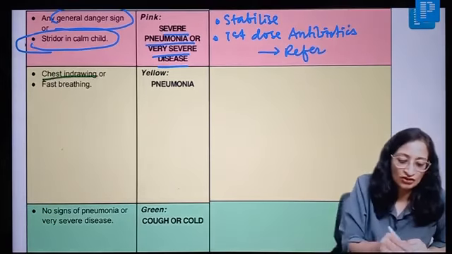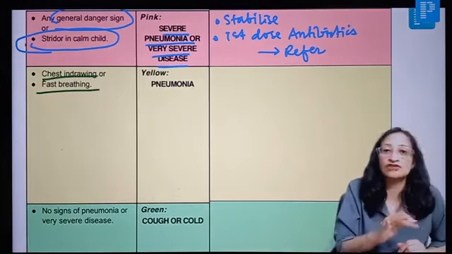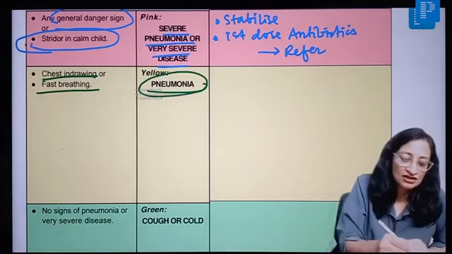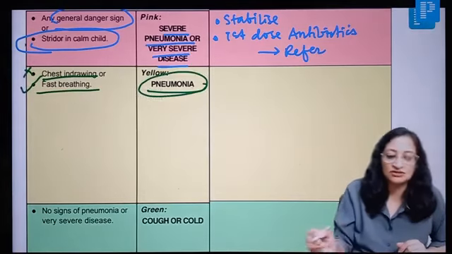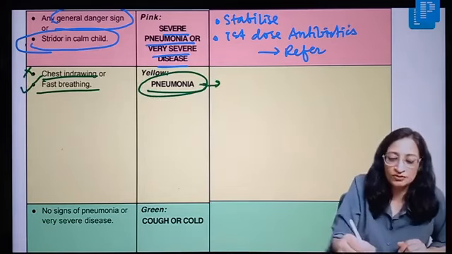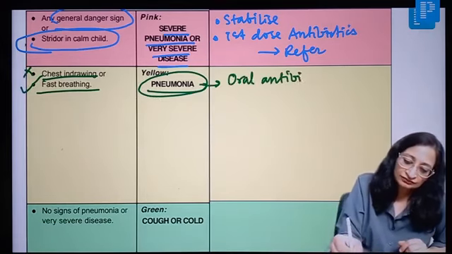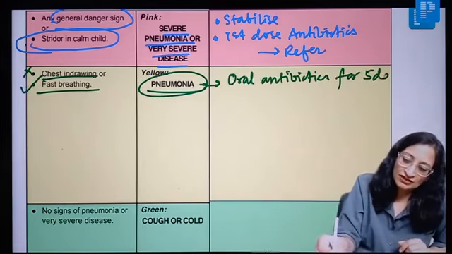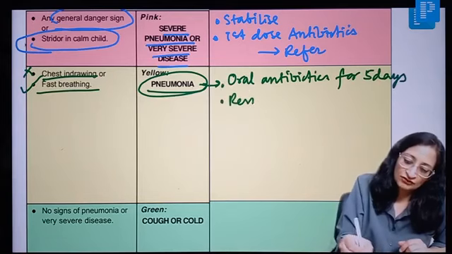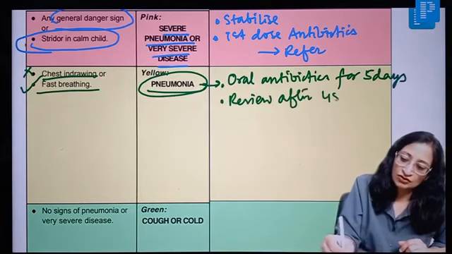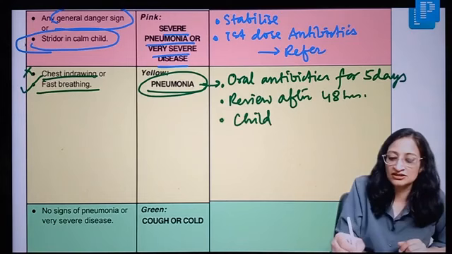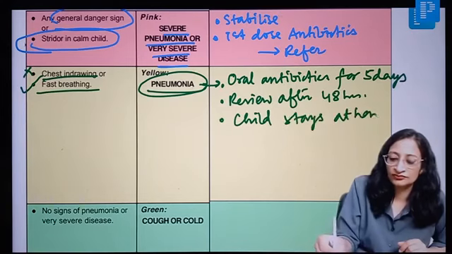But if chest indrawing or fast breathing is present, or both, or just one of them, we call it pneumonia. Like in our case, chest indrawing is not there, but fast breathing is present, so you call it pneumonia. What do you do? You prescribe oral antibiotics like amoxicillin for 5 days. Review after 48 hours.